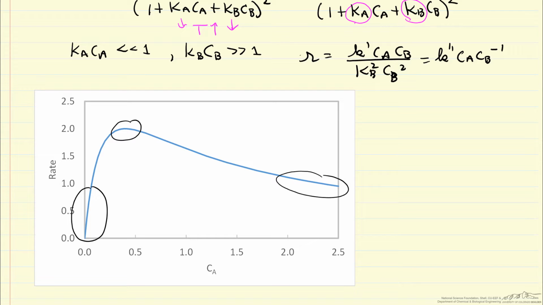So this is surface reaction as the rate limiting step or the rate determining step for a Langmuir-Hinshelwood mechanism on a catalytic surface.